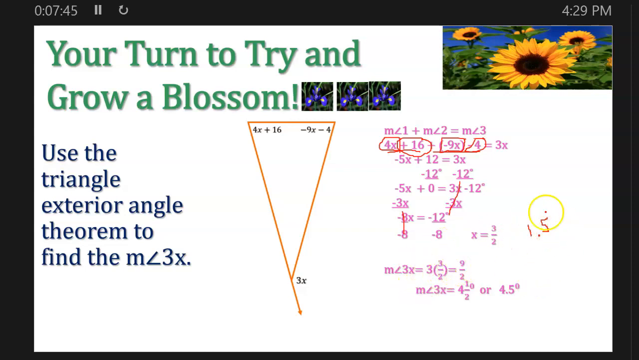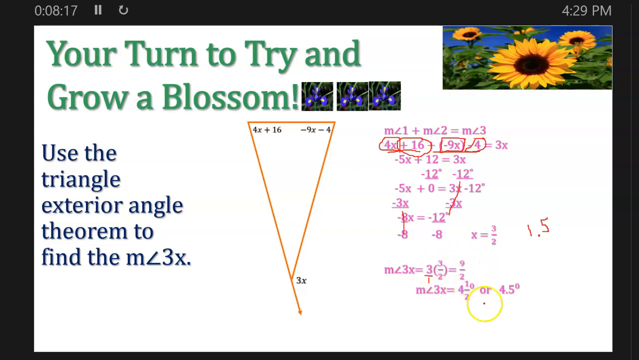I use fractions because I know a lot of my students struggle with fractions, and I feel like they need to see more fractions being used in problems like this. So what I did here is after I found out what x is, since we need to know the measure of the angle 3x, that means we need to multiply 3 times our x. So multiplying a fraction times a whole number, remember we turn that whole number into a fraction first by placing it over 1. And 3 times 3 is 9, and then 1 times 2 is 2.